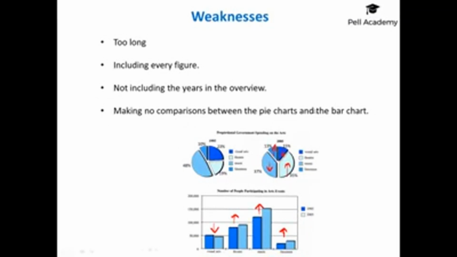Making no comparisons between pie charts and bar charts. That's what I was talking about earlier on. You could have said something about music being the highest in all sectors or whatever. But basically, when you're given that opportunity, you would be expected to take it. That doesn't mean that your answers didn't fulfill the task. Your overviews were still accurate and appropriate, but if you're going for a higher score, just be aware of that extra little bit.